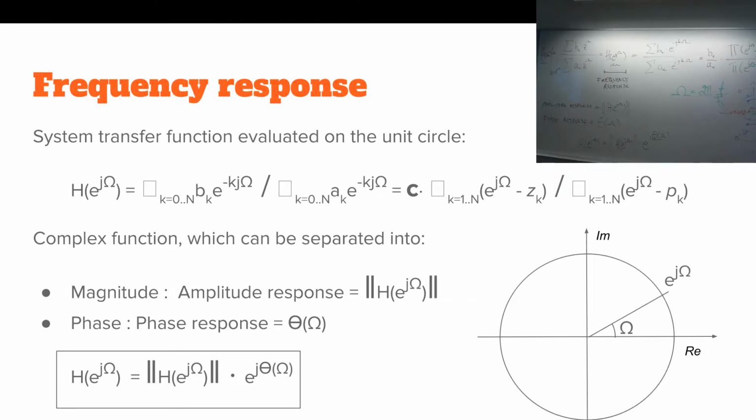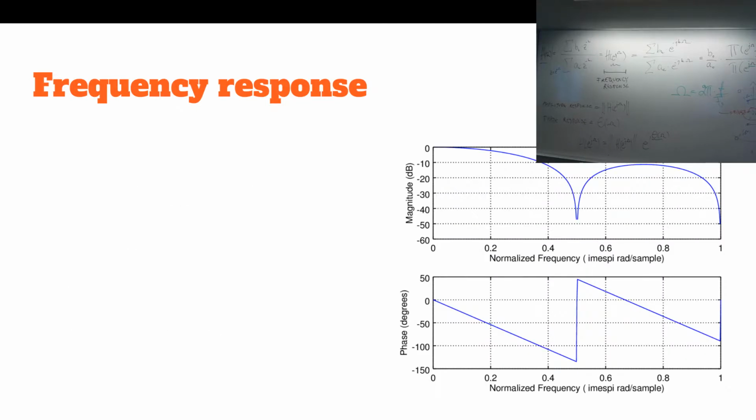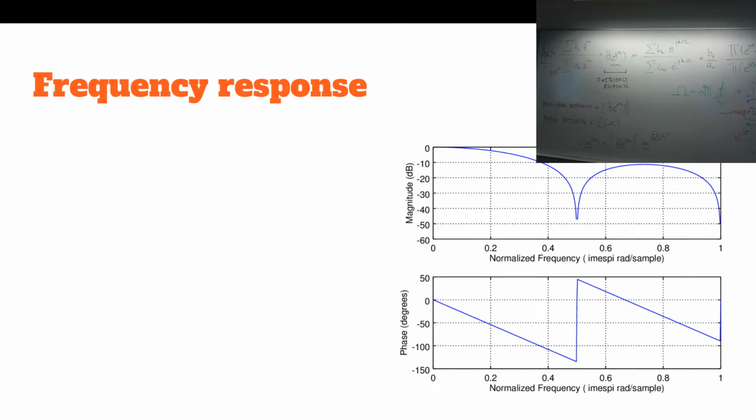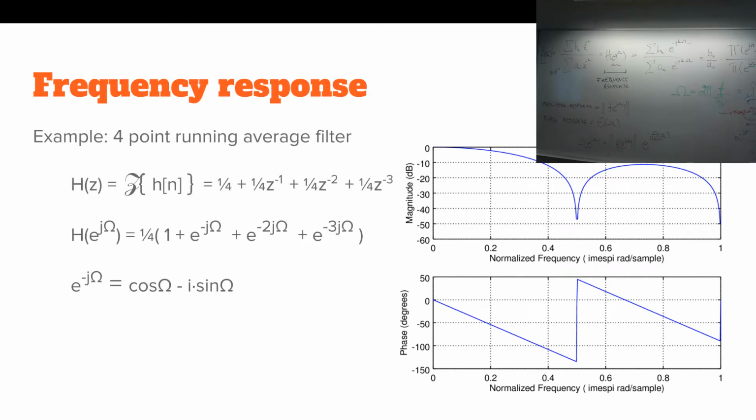I have a nice picture of that one there. It doesn't have everything on it. All right, that's one example of an LTI system, amplitude or magnitude and phase response. And this is the 4-point running average filter. Okay, 4-point running average filter. So that's something you can actually calculate.